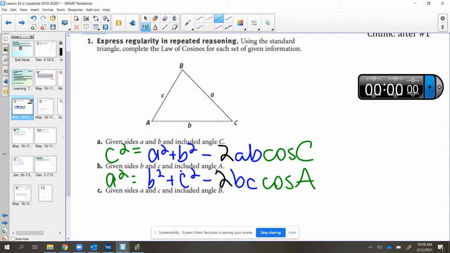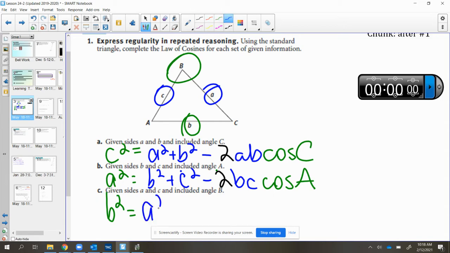And then last but not least, when we flip it around one last time, if we are given a and c, and we are looking for b, and we're given big angle B, the side b squared is going to be by itself, and then we have a squared plus c squared, minus 2 times those given sides a and c, all being multiplied by the cosine of our given angle B.